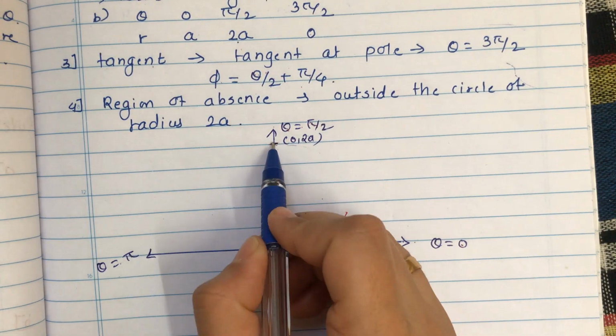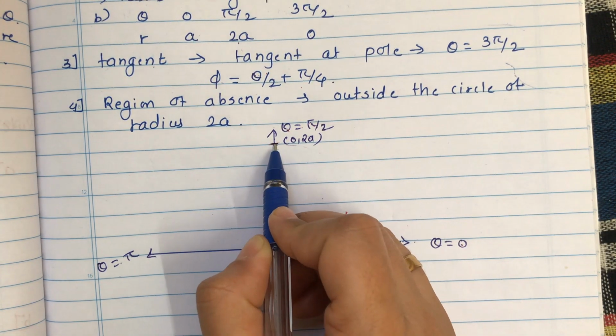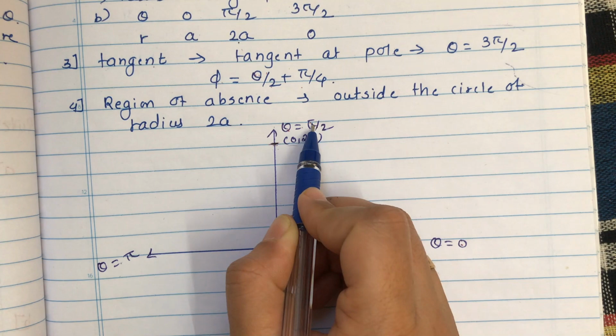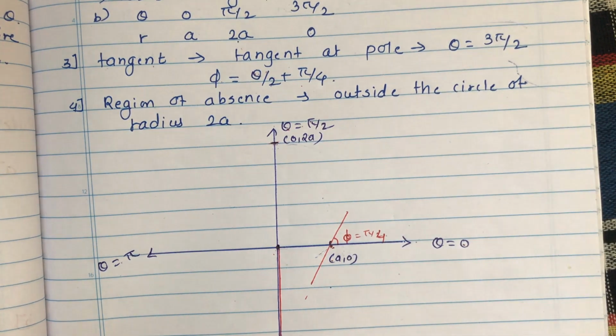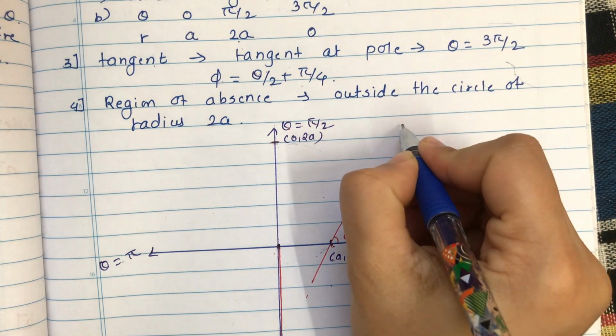Next, to draw the tangent at this point, for this point theta is equal to pi by 2, so we'll substitute in this formula. So what will we get?